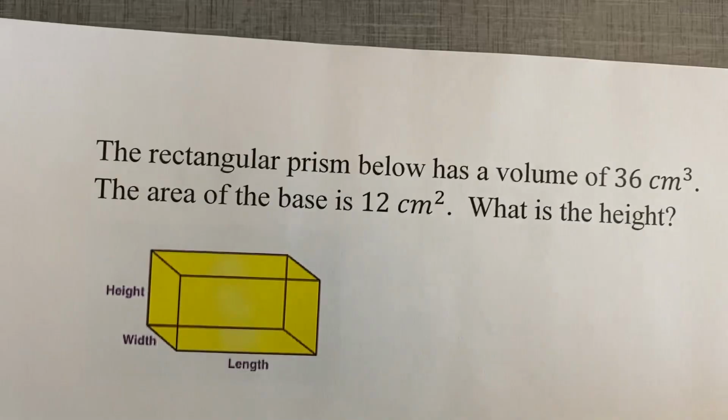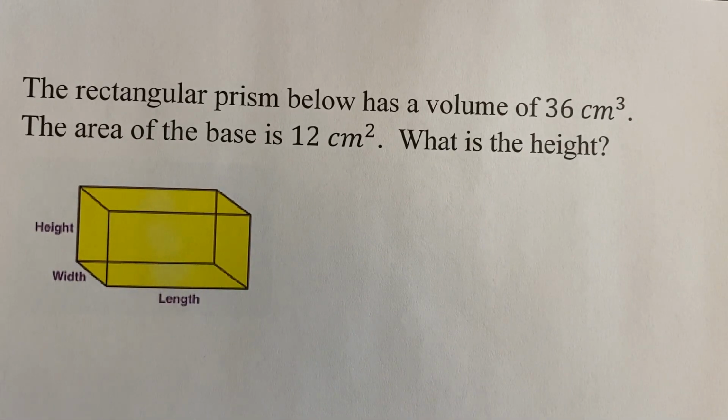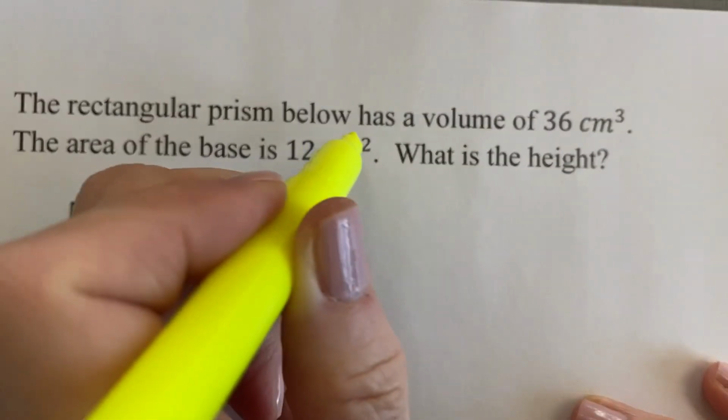And the 3rd and final problem for this video. I thought this one was interesting. Let's give it a go. Let's read it first. The rectangular prism below has a volume of 36 centimeters cubed. So again, it's sort of that backwards feeling. But this time they tell us that the area of the base is 12 centimeters squared. What is the height?